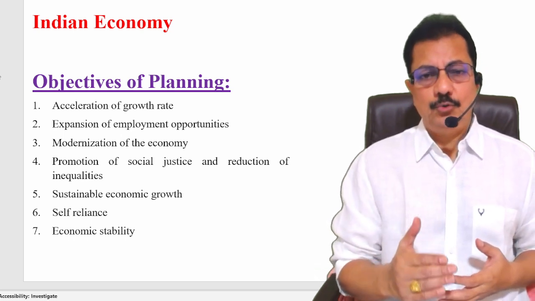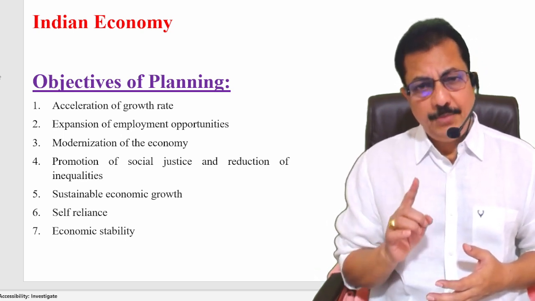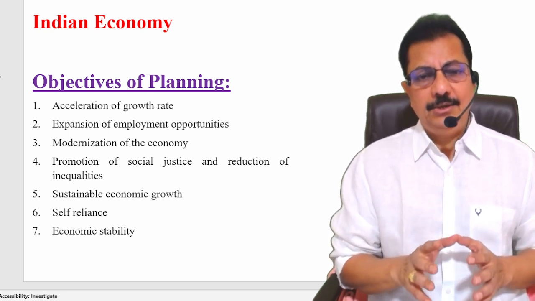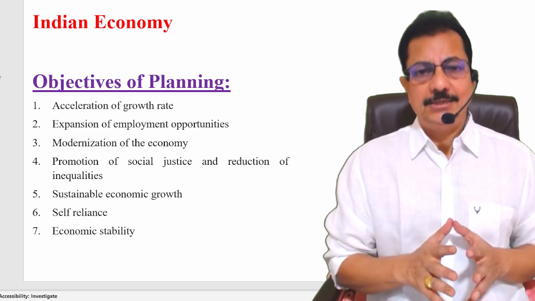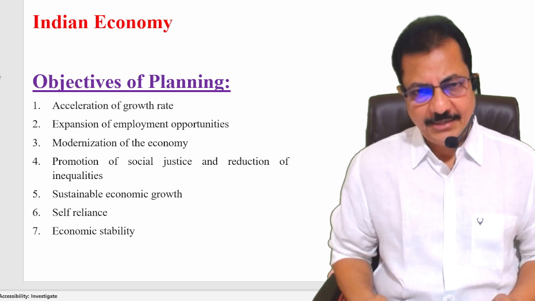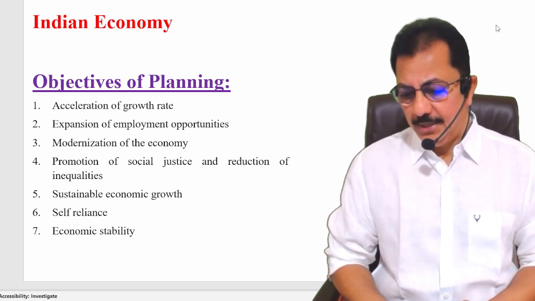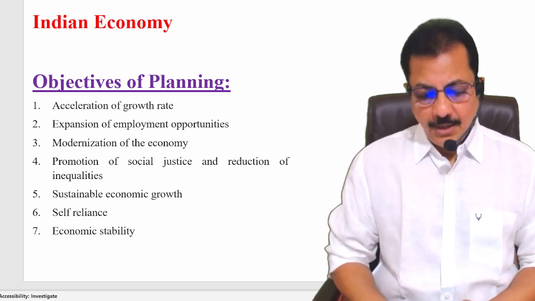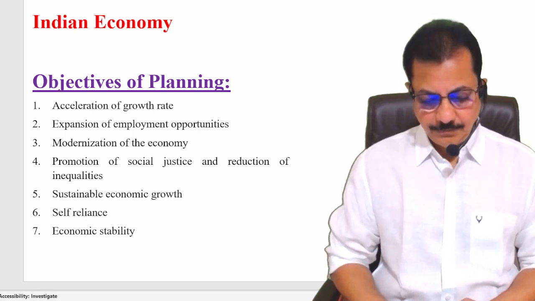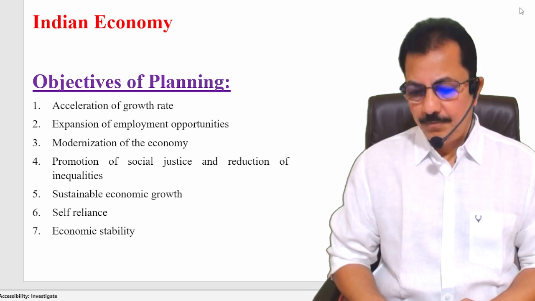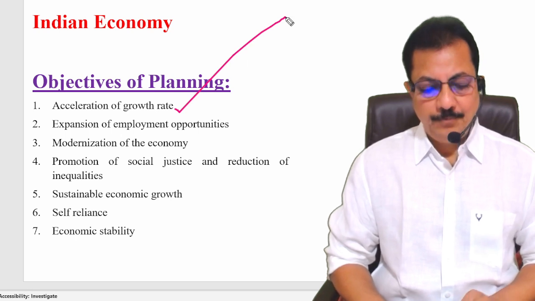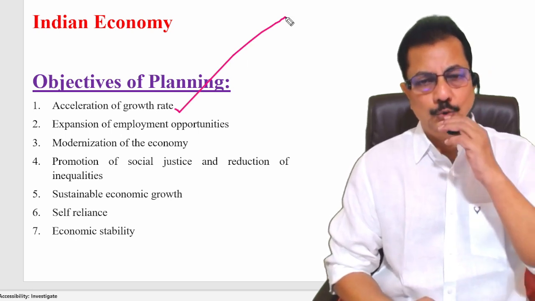Each one we are going to discuss very elaborately. Every point is important for the examination. I'm really touching the in-depth analysis of everything, so this will definitely be helpful to you for any forthcoming examination. Clear? So when you look at the objectives of planning, the first objective is acceleration of growth rate.